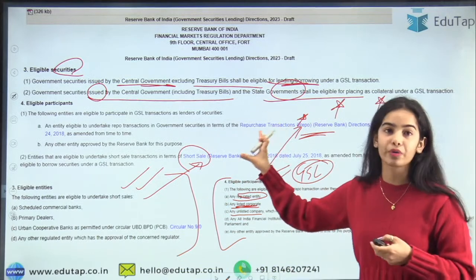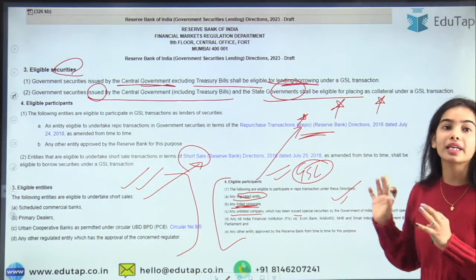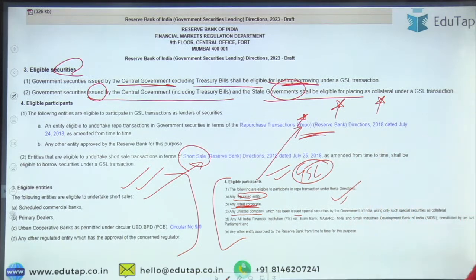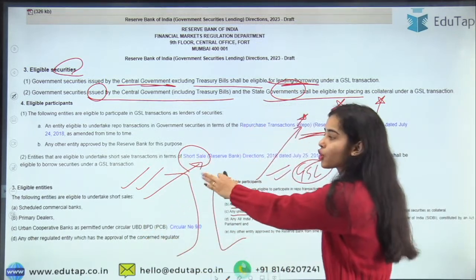So all of this we have already understood. Remember which are the eligible participants that can do the repo transactions. These are the eligible participants that can do the repo transaction. These are the eligible participants that can do the short sale.